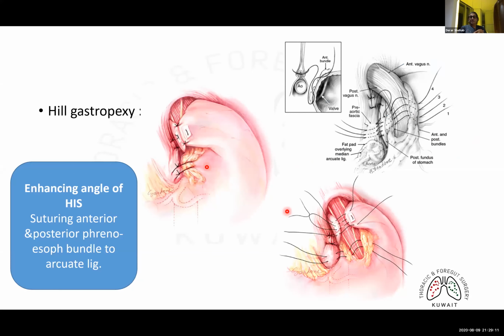Lastly, in this section, there is something called Hill gastropexy. Again, not everyone uses it or does it, but the idea behind it is enhancing the angle of His by suturing the anterior and posterior phrenoesophageal bundle to the arcuate ligament. The arcuate ligament is the ligament just above the aorta, so you are basically playing with fire here. Unless you are experienced, don't do it.